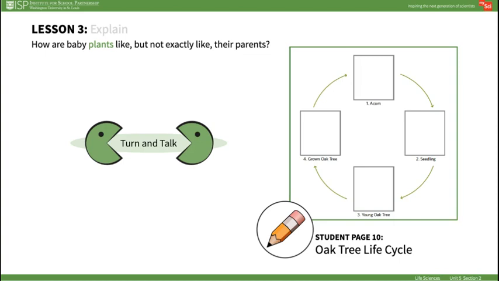Afterwards, ask students to turn and talk, then share out to compare and contrast the seedling in the cycle to the adult plant and the young plant to the adult plant.